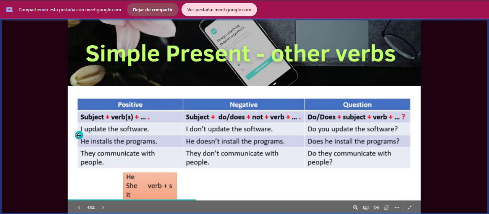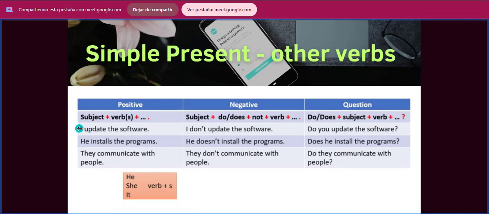So for example, if we use I, we don't need to do anything to the verb, and we can say, I update the software. But if we use he, then we'll need to add an S to the verb. So we will say, he installs the programs. Okay, so don't forget to add this S because it's like the clue of this tense. Then in the case of they, we, and you, we are not going to add an S. We just keep the verb the same way. And we will say they communicate with people.